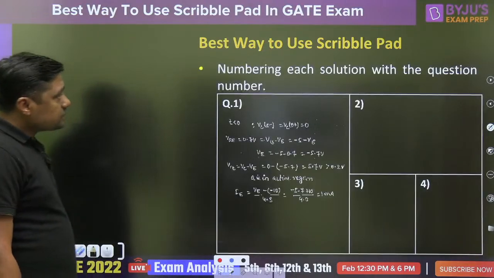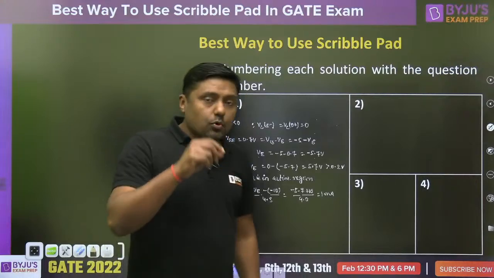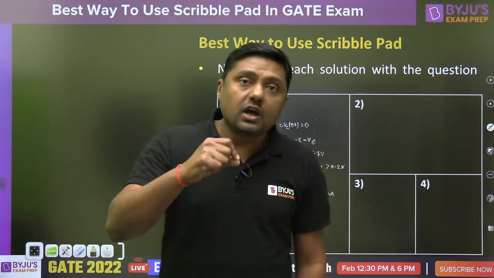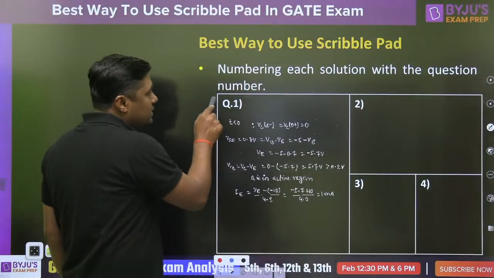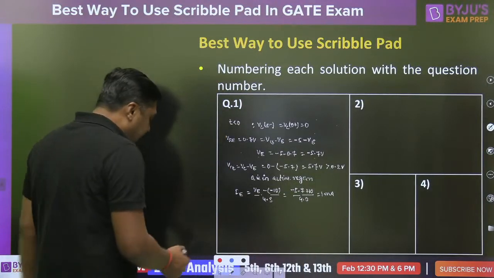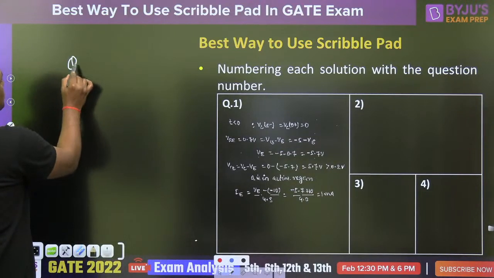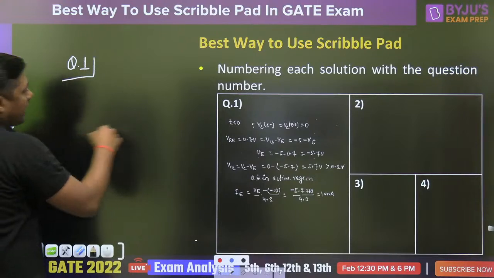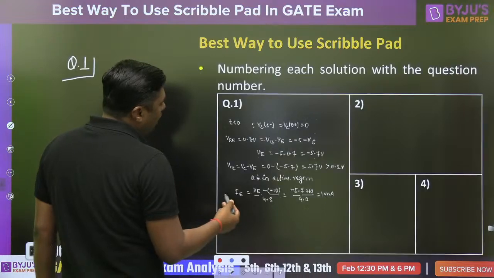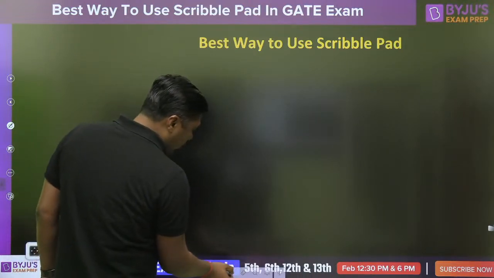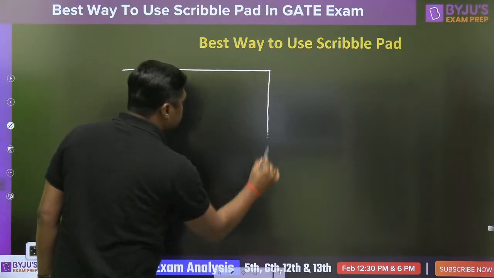Second way, numbering each solution with its question number. Suppose we want to give the answer, we want to solve question number 1, then proper numbering should be there, that is question number 1. Suppose I am writing question number 1, watch this one, right? I am writing question number 1. Now I am writing the solution here, right? There are two ways to write the solution. One way is simply in a haphazard way, that is the page.